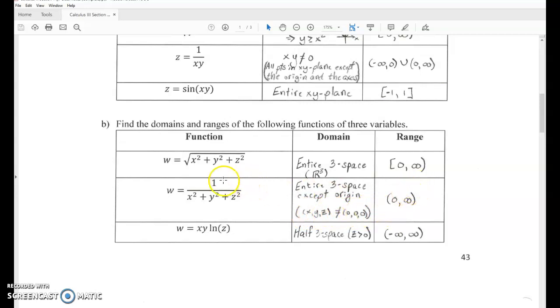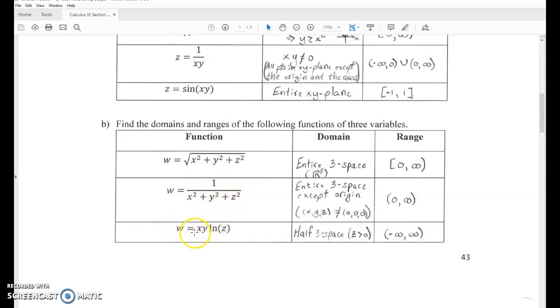What's the range of this? Again, this will always be a positive number. So 1 divided by a positive number will always be positive. So it goes from 0 to infinity, except it can never quite be 0. Right? X squared plus y squared plus z squared can get infinitely large, but 1 over a big, big, big number approaches 0 in the limit, but it can never reach 0.